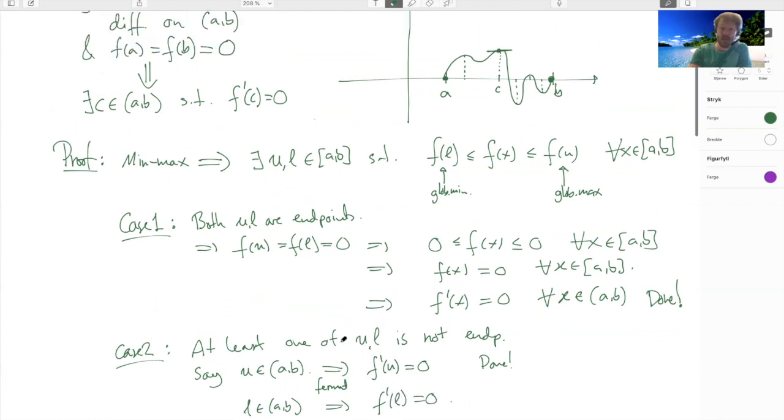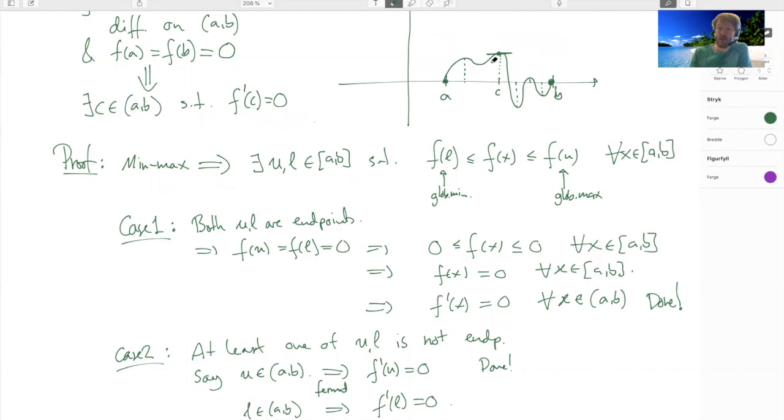And of course, if l is in (a,b), then by the same reason, f'(l) is equal to 0. And if we look at the drawing, then this all makes sense, since we basically pinpointed this point here, so the maximum, or this point here, so the minimum. Or if the max and minimum were both here, then the graph was flat, so the derivative was 0 everywhere. In any case, we are done.